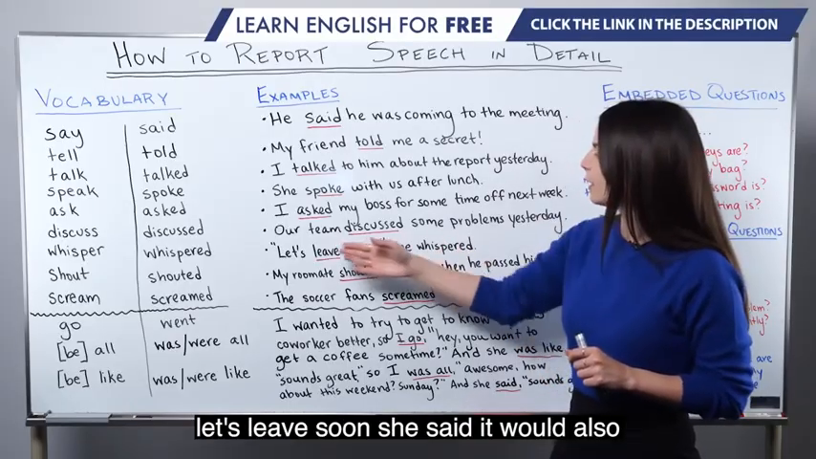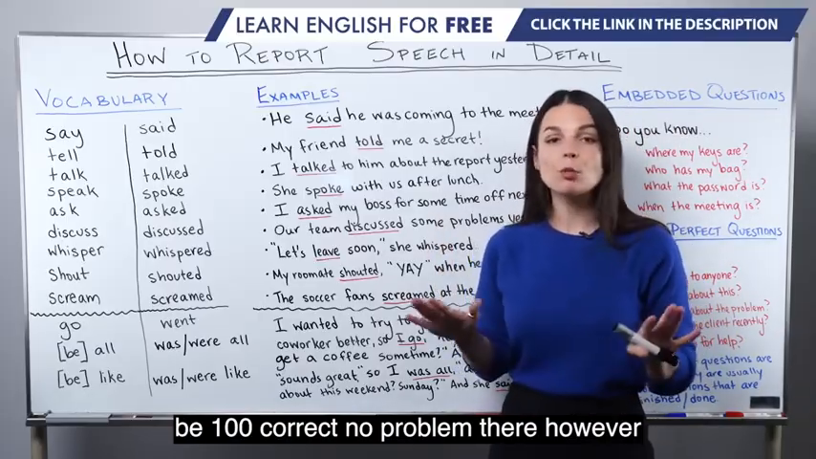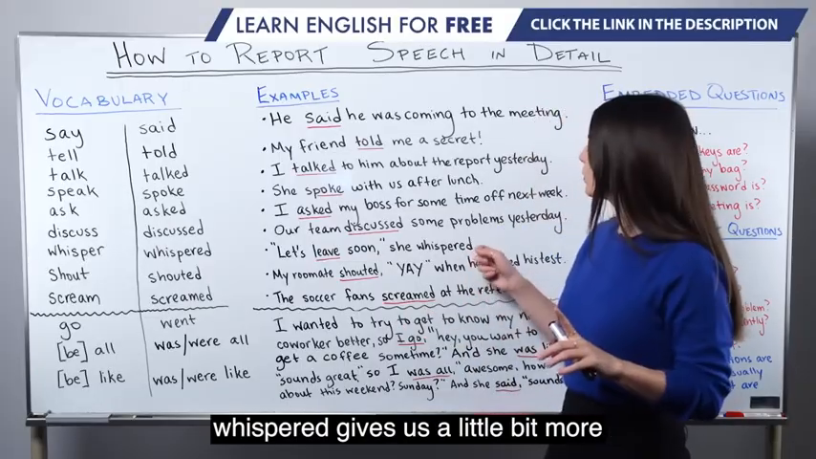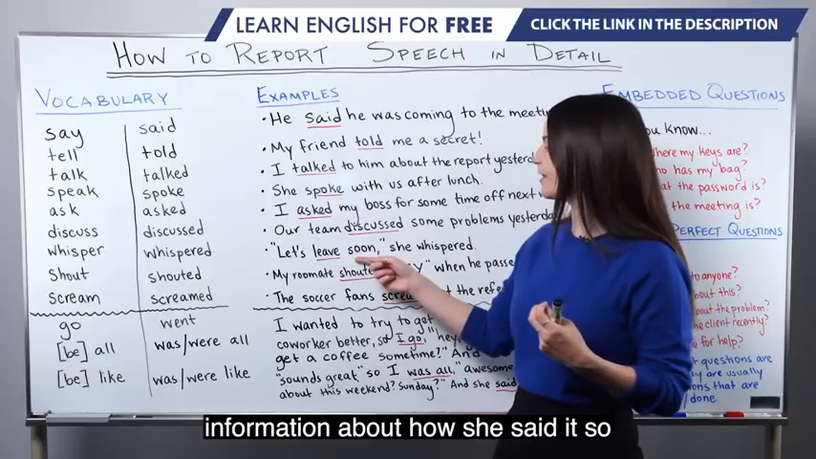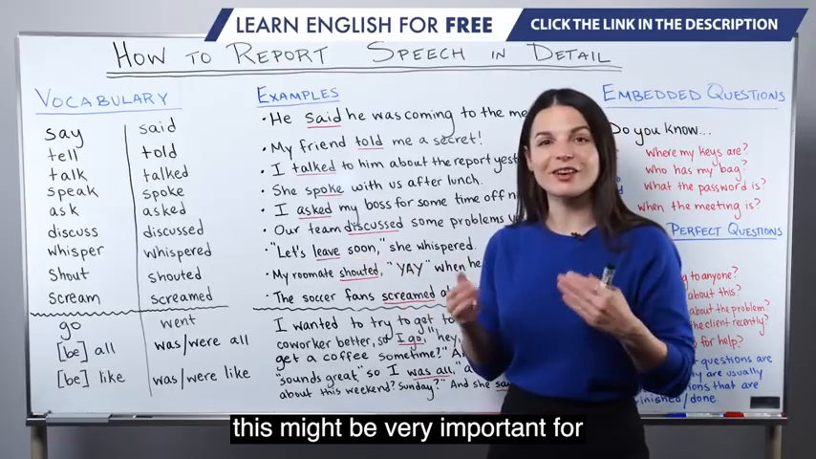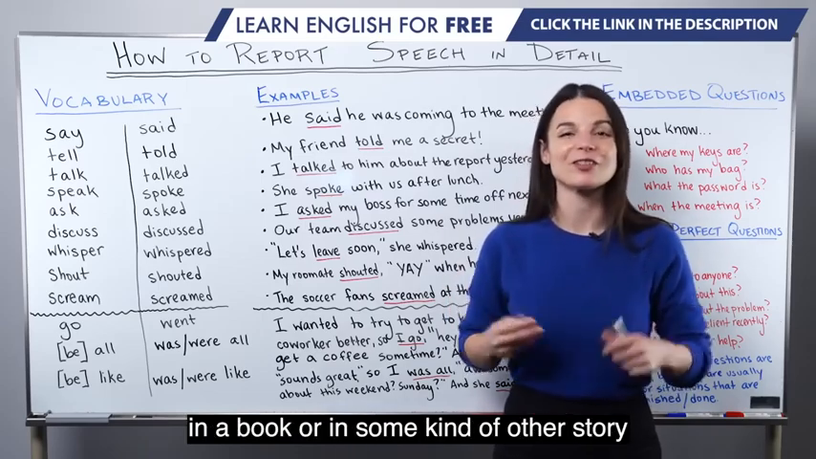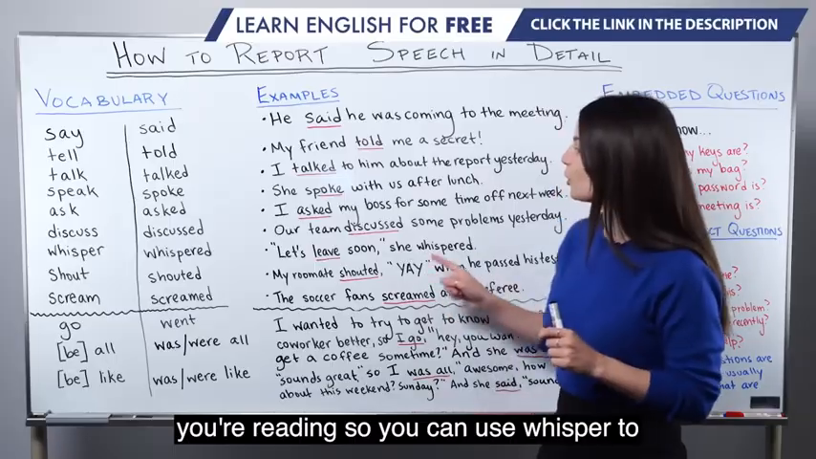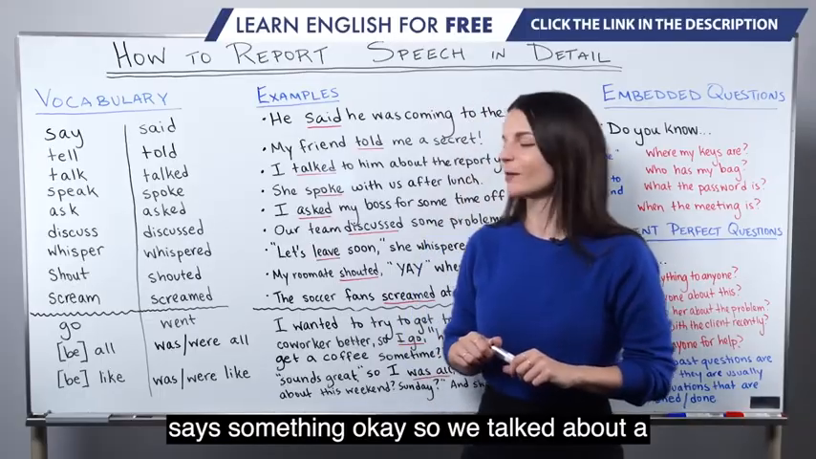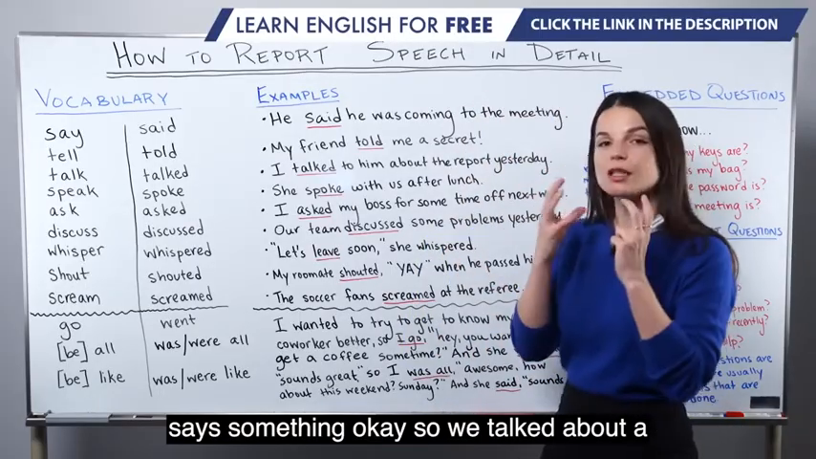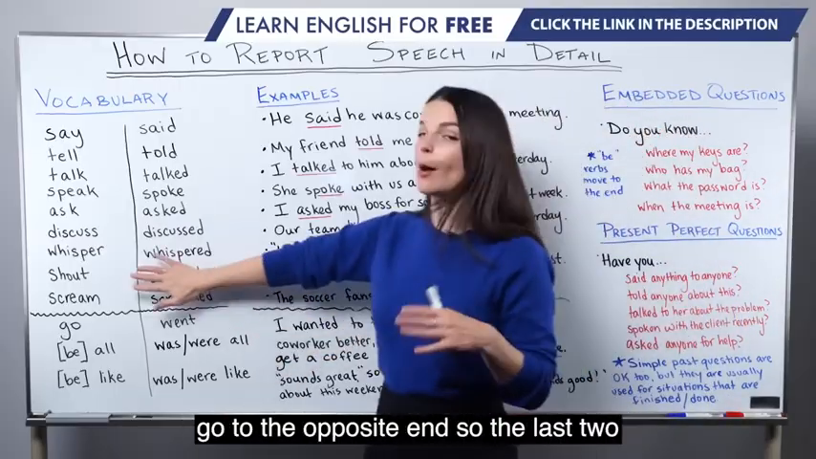So if we had let's leave soon, she said, it would also be 100% correct. No problem there. However, whispered gives us a little bit more information about how she said it. So this might be very important for understanding the situation, especially in a book or in some kind of other story you're reading. So you can use whisper to talk about the manner in which someone says something. Okay, so we talked about a quiet voice, whisper, to whisper. Now let's go to the opposite end.